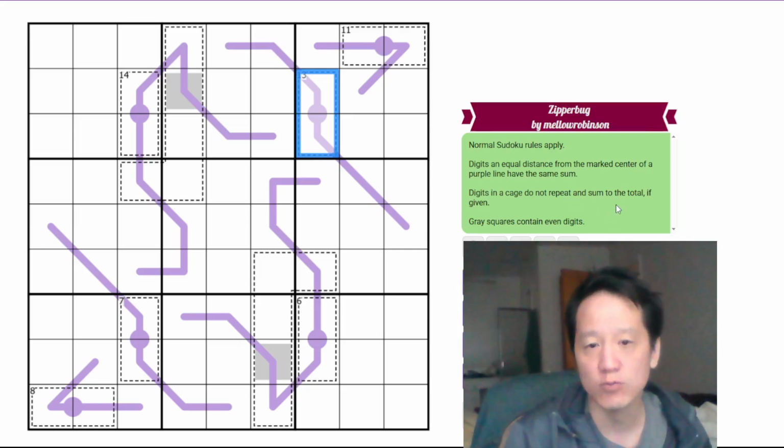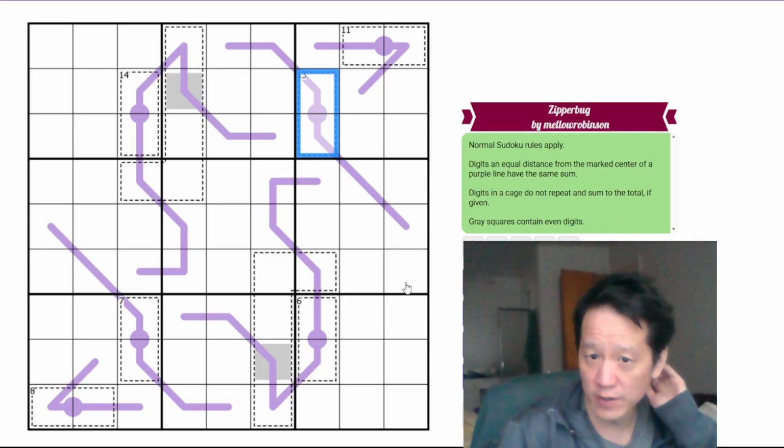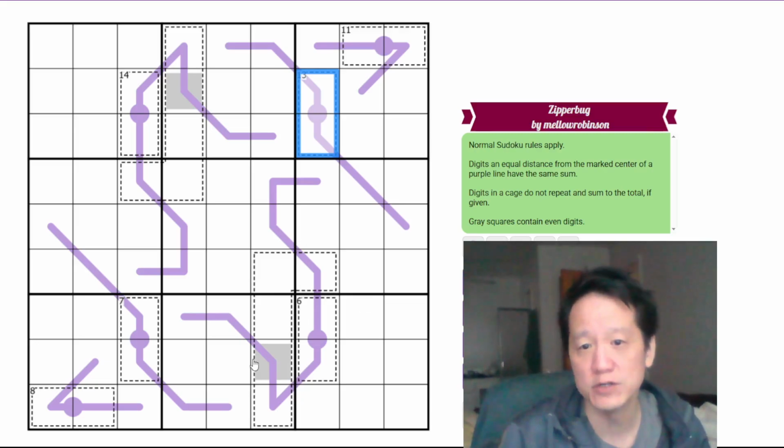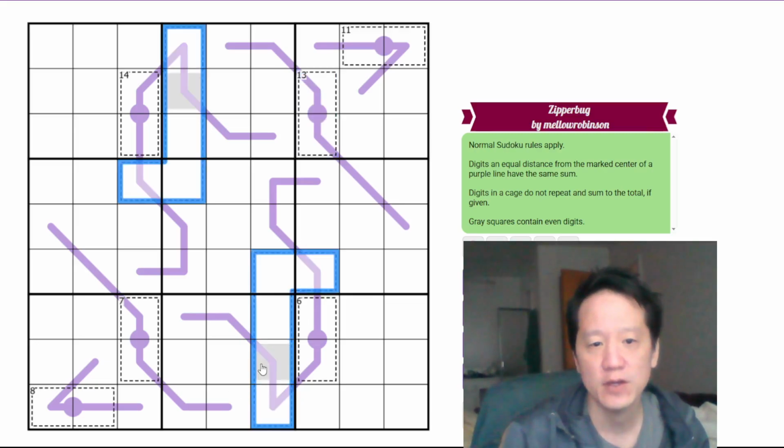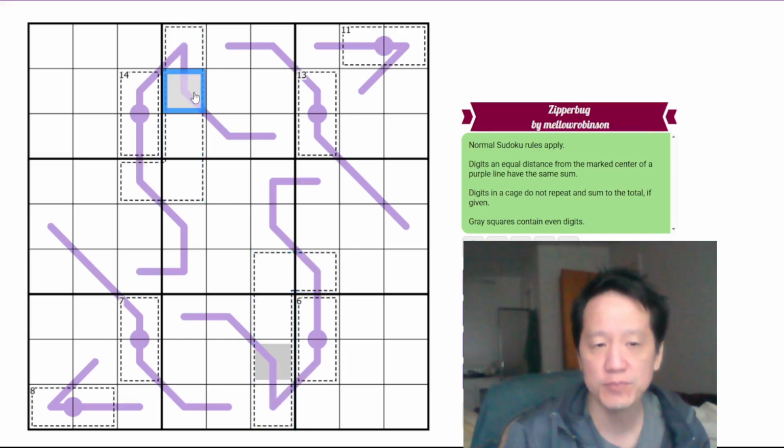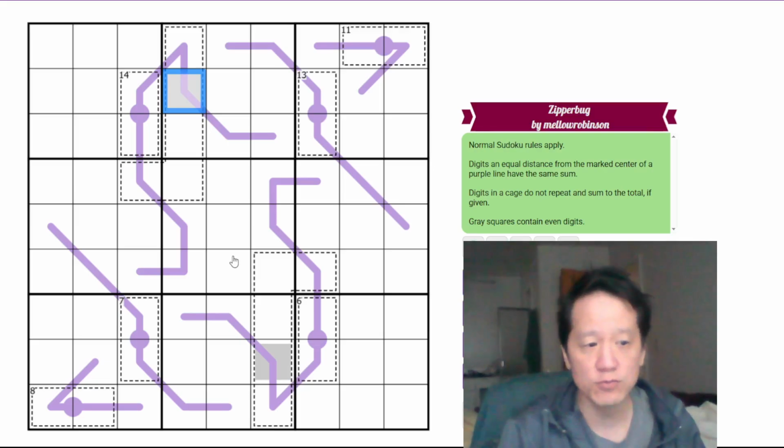And then the final rule of this puzzle is gray squares contain even digits. So these gray squares must contain an even digit. And those are all the rules.